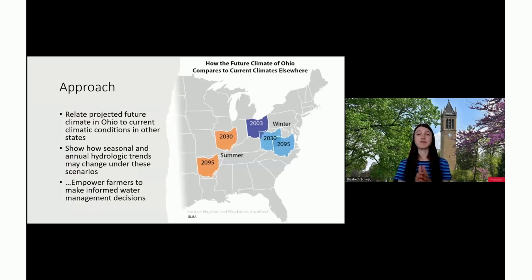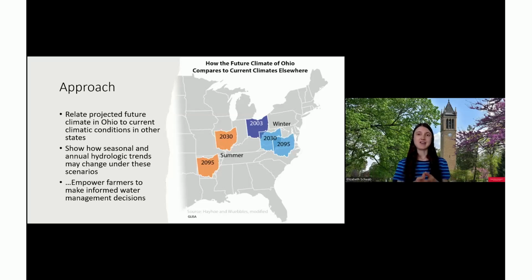So what is the approach that we've taken in this work? Again, we start out by relating the projected future climate in Ohio to current climatic conditions in other states. I'll talk a little bit more about that in a minute. Ultimately, we're thinking about how we visualize and make the effects of climate change more salient to our audiences. Then we went through some simulations to show how seasonal and annual trends in water might change under these hypothetical future climate scenarios. Ultimately, the goal is to use this information to empower farmers to make informed water management decisions, to do what's right for them.